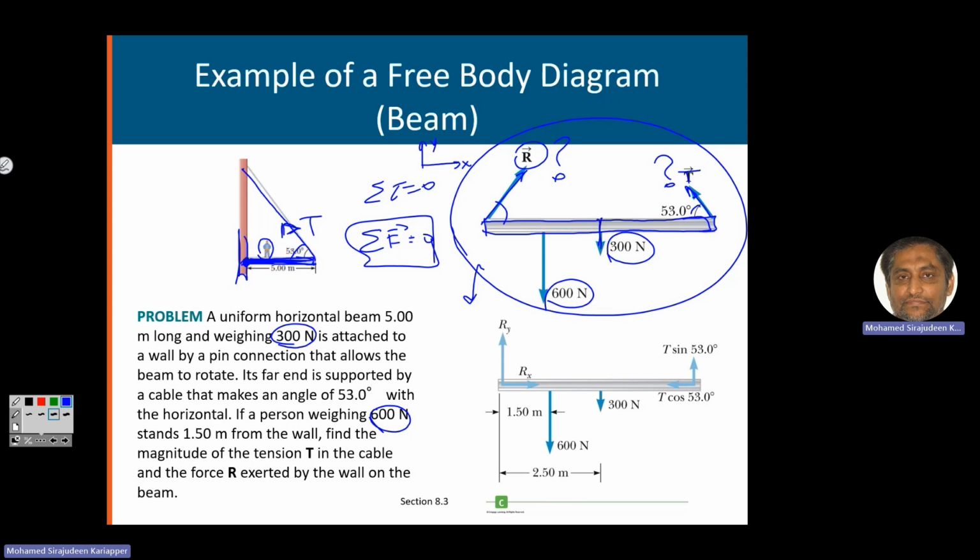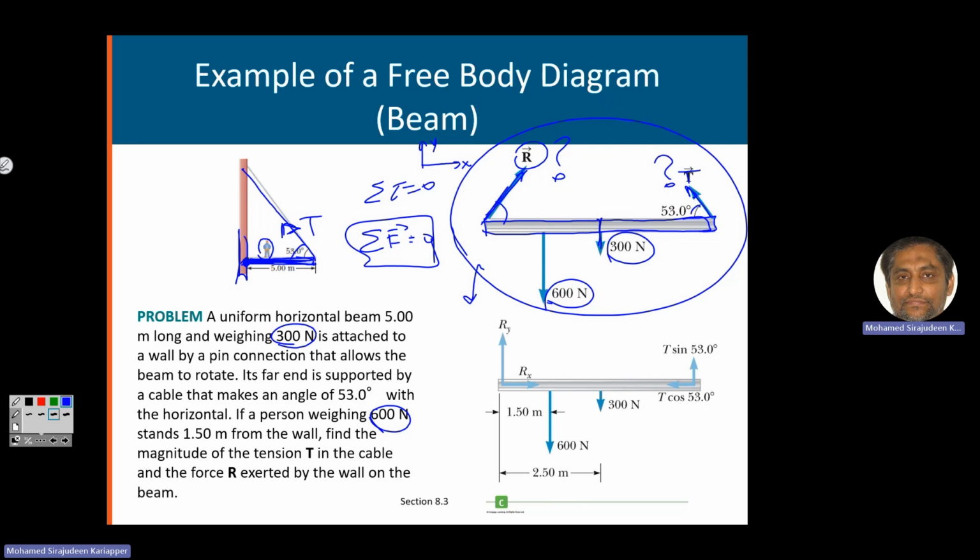So let's look at the forces. This force is less troublesome. This force is in the y direction. But this guy is not in the x direction, not in the y direction. It is in between. So we better take the component. That will make it easy for us later when we apply the net force equal to 0. So that is what we are going to do.